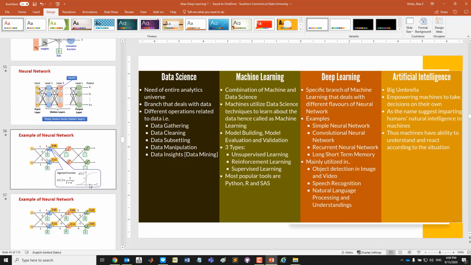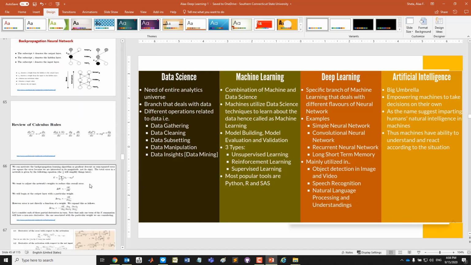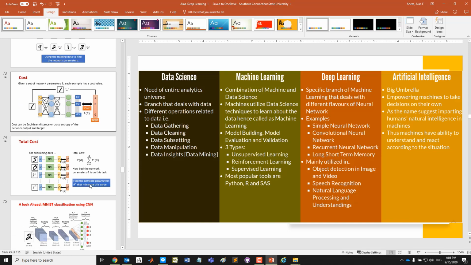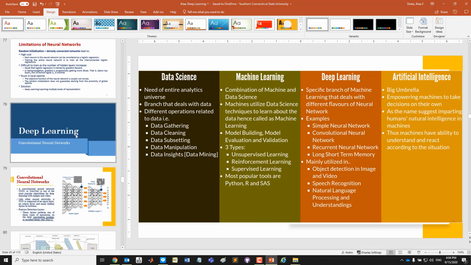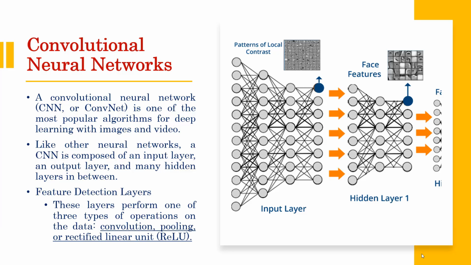We also talked about neural networks, and how a neural network updates its weights so that it can provide a learning process, a map between the input and output. Now for deep learning, one of the very famous architectures is called the convolution neural network. So what is a convolution neural network? It's one of the most popular algorithms for deep learning with images and videos. Like other neural networks, a CNN is composed of an input layer, an output layer, and many hidden layers. So we said deep means we have many hidden layers. That's the meaning of deep.